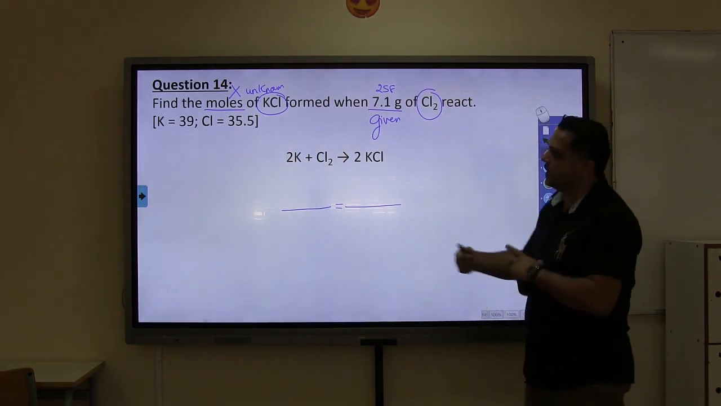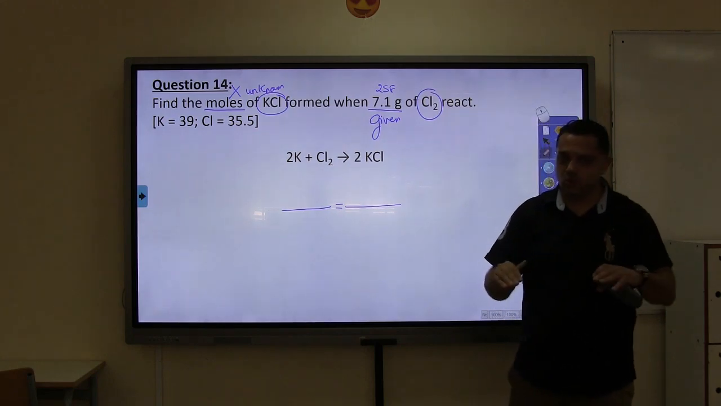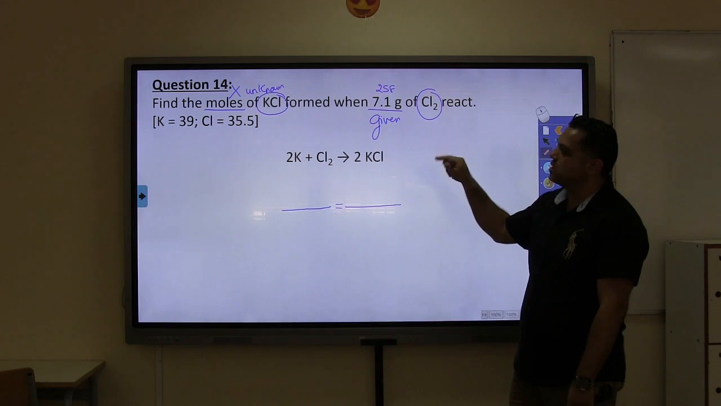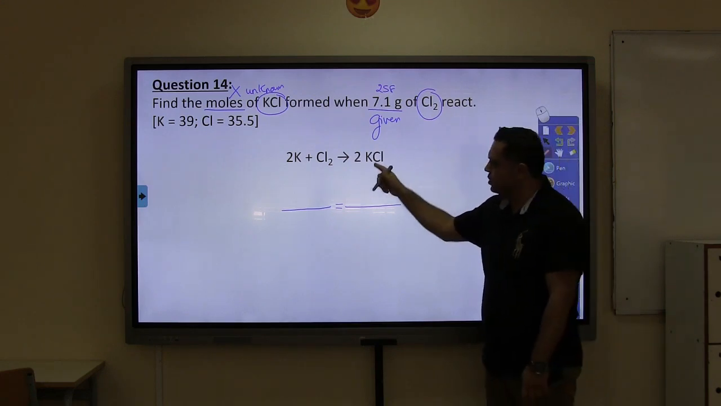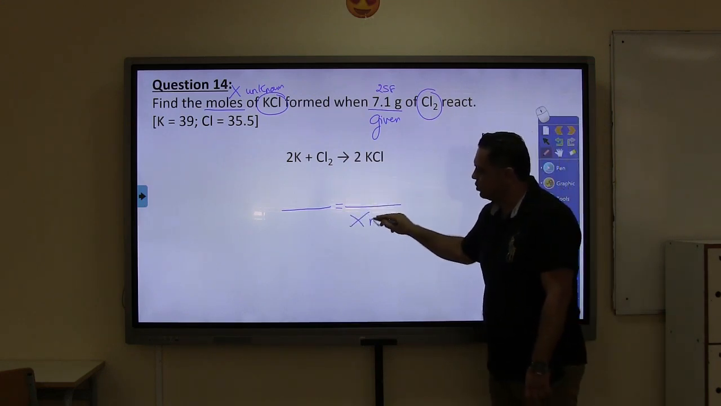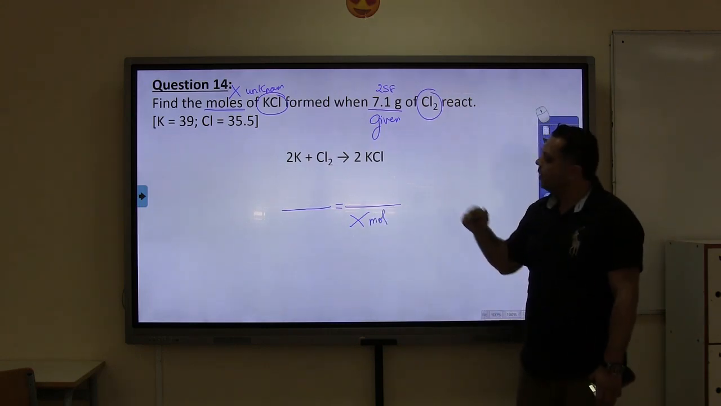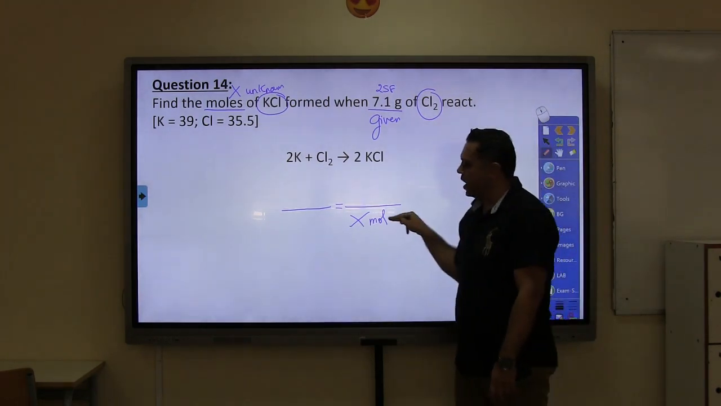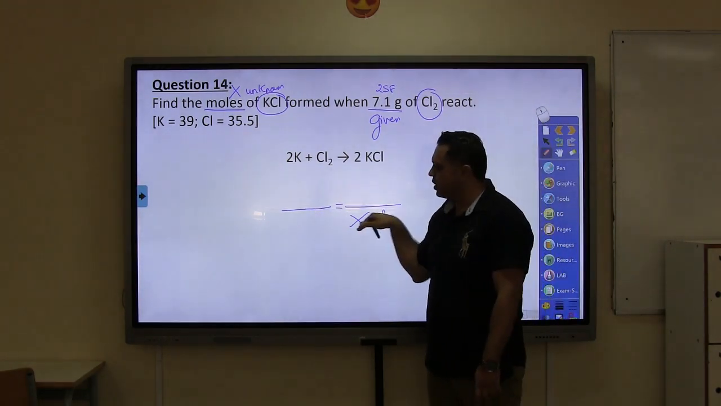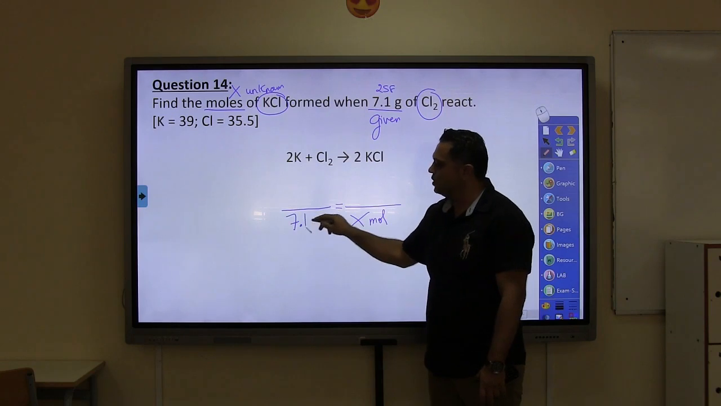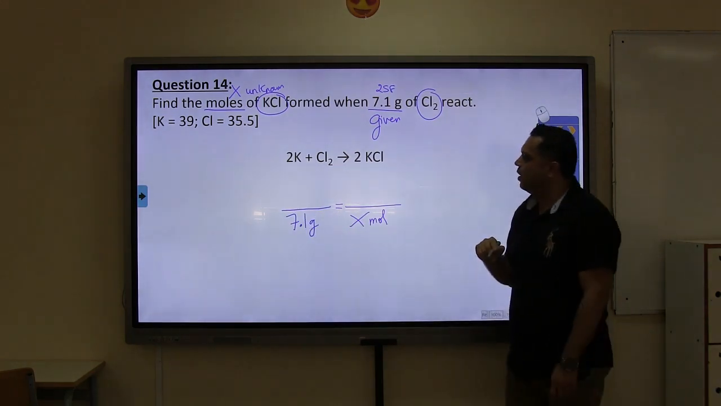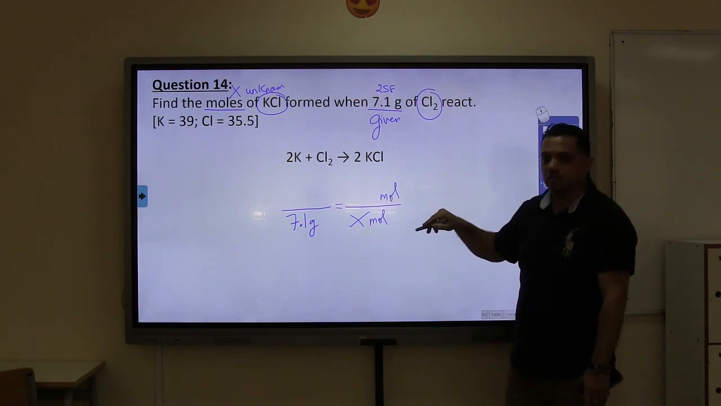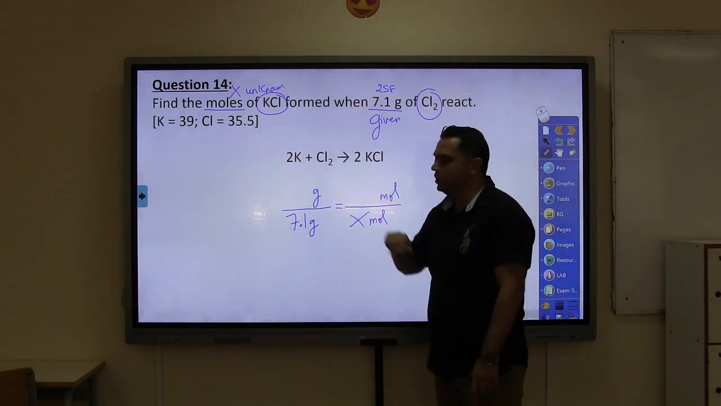So let's translate the given and the unknown to one side, or to one level. Find the moles of KCl. I don't know the moles of KCl, so X moles. Formed from 7.1 grams of chlorine. This will be the given. Unknown and given are on one level. So 7.1 grams of Cl2. Here moles, here I will use moles. Here grams, here I will use grams.